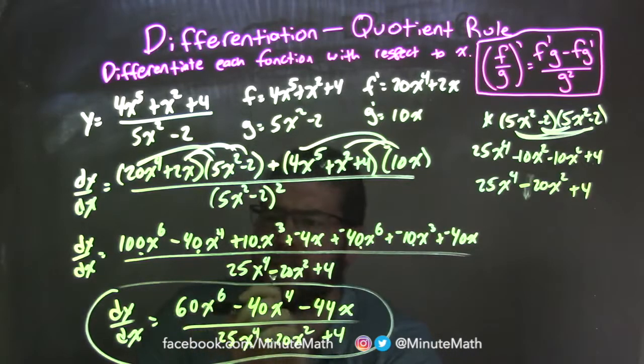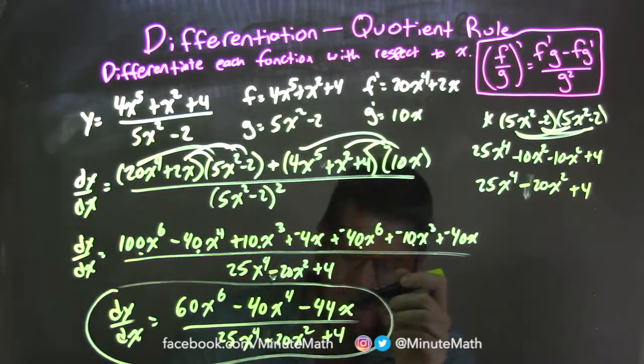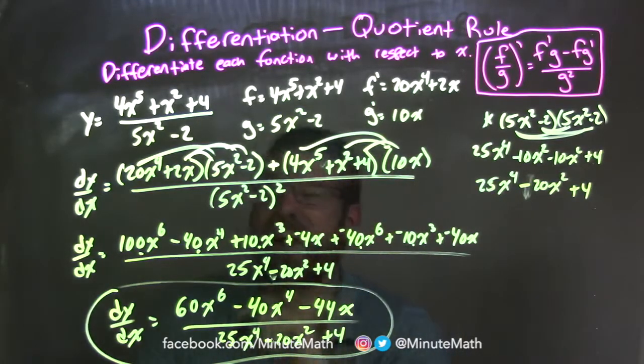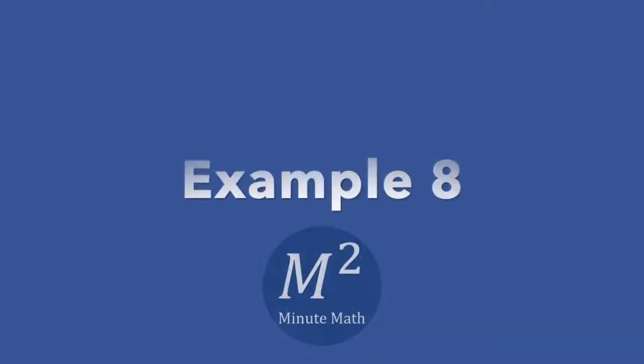dy dx is equal to 60x to the 6th minus 40x to the 4th minus 44x all over 25x to the 4th minus 20x squared plus 4. Caught it before I got to the end of the video. That's good.